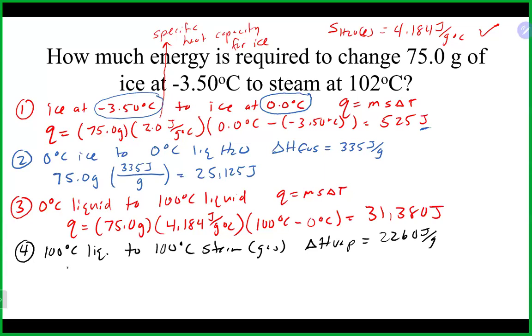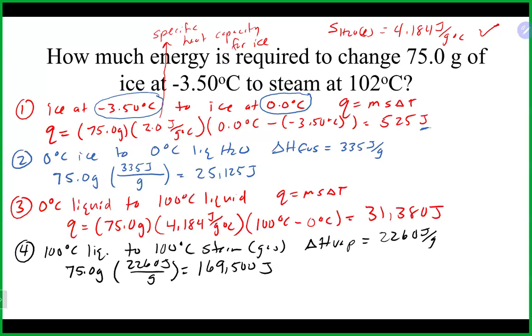So we're going to take our 75 grams here. We're going to times it by, again, I'm going to use the joule number, heat of vaporization. And we'll go 2260 times 75. Going to get us about 169,500 joules to transition from liquid to gas.